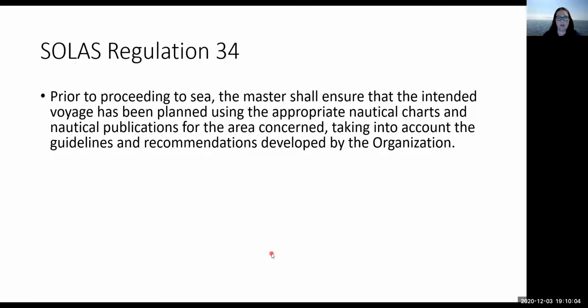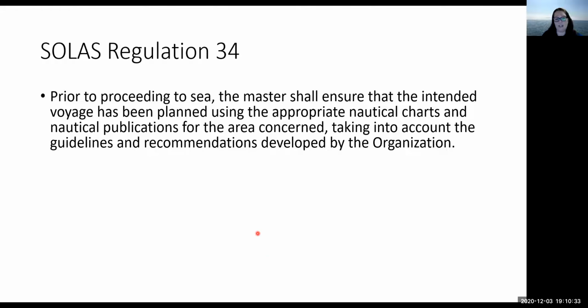And this is where it says, prior to proceeding to sea, the master shall ensure that the intended voyage has been planned using the appropriate nautical charts and nautical publications for the areas concerned, taking into account guidelines and recommendations developed by the organization. Well, the organization can be your shipping company, or it could be your center, your RTC, if you're teaching, or it could just be you. So if you're on your own boat and you're doing your own sailing, the organization is you and what you believe that you should be doing.